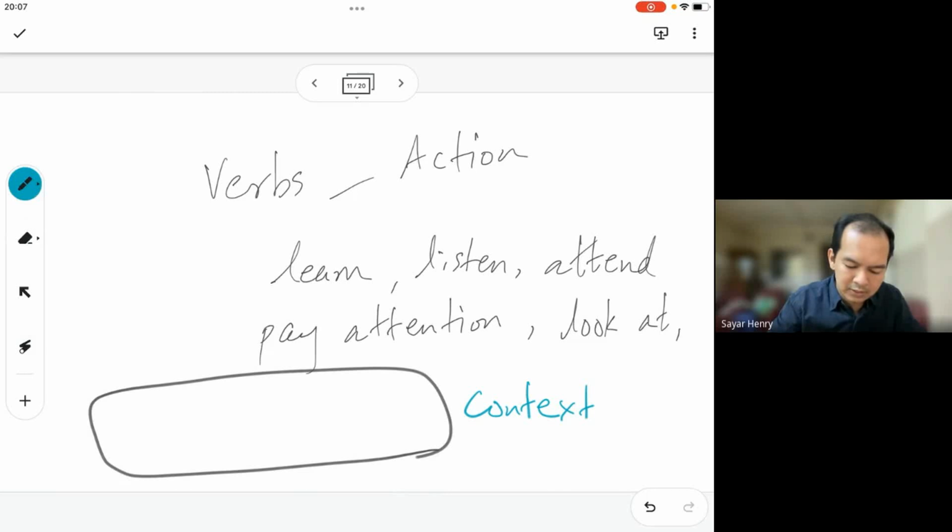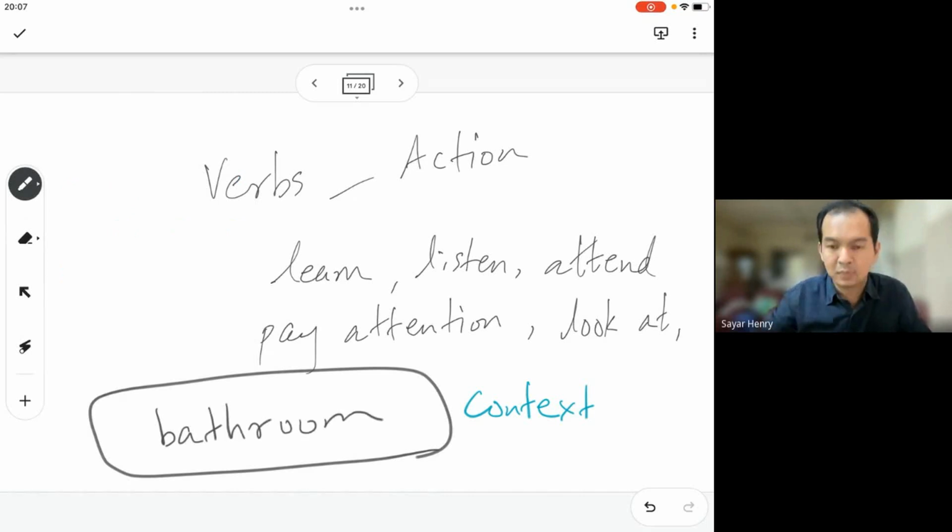Now the next context you have to use is bathroom. Okay, bathroom. So what can you do in the bathroom? What do you do? You can write all these verbs in the chat for 1 minute, starting now.